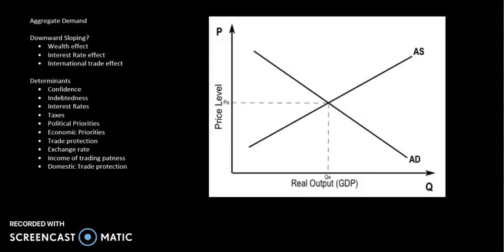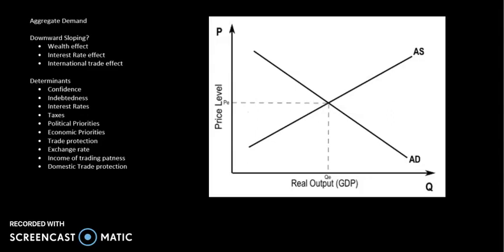So aggregate demand is defined as the sum of all real output that all buyers in an economy are able and willing to buy at every given price level in a given period of time, which is usually a year, given the conditions of ceteris paribus.